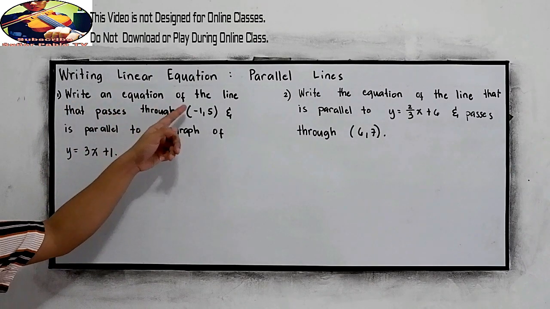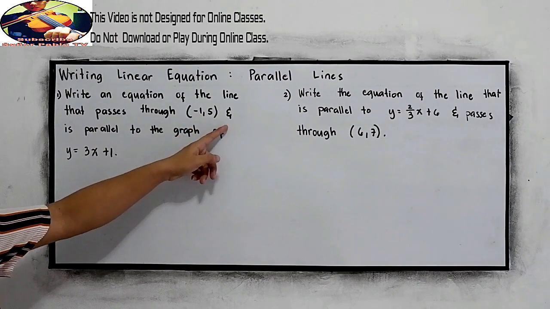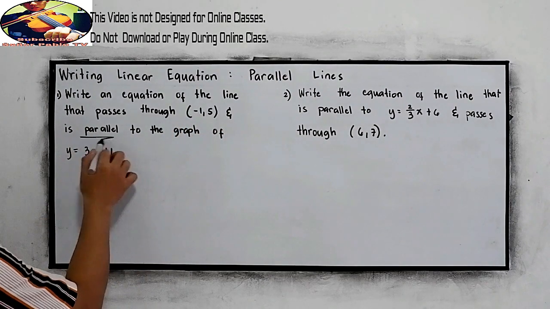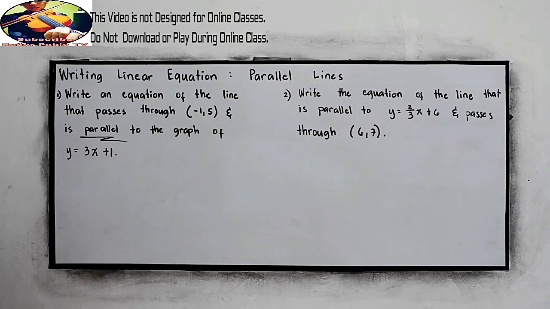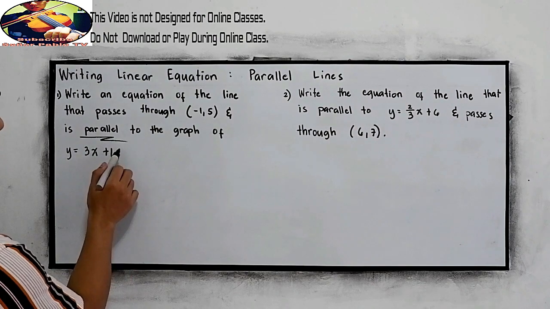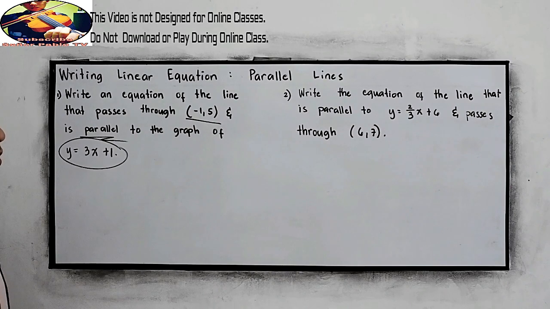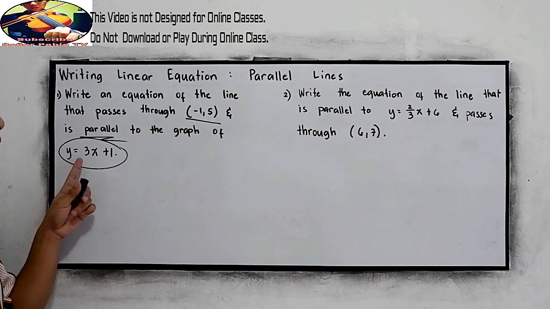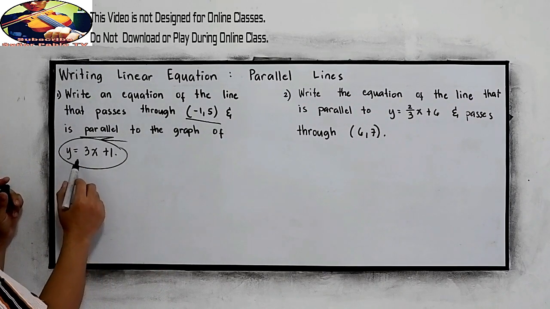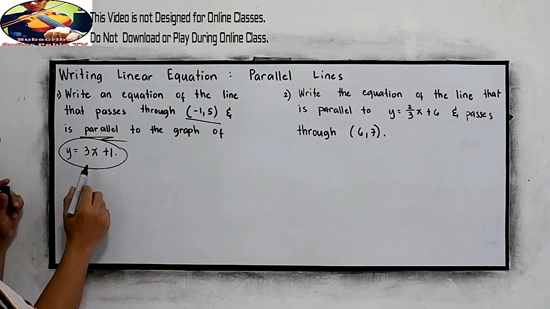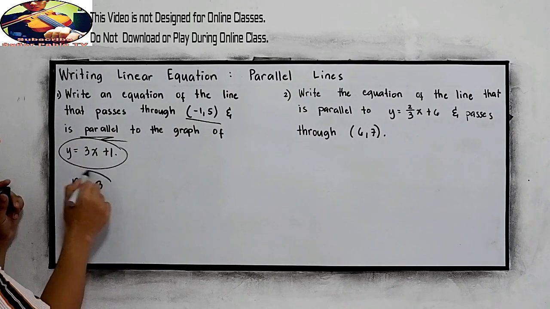Write an equation of the line that passes through negative 1, 5 and is parallel to the graph of y is equal to 3x plus 1. So we have an equation and a point. In our equation, we can get our slope. This is written in the form of slope-intercept form, y is equal to mx plus b. So our m here is positive 3.